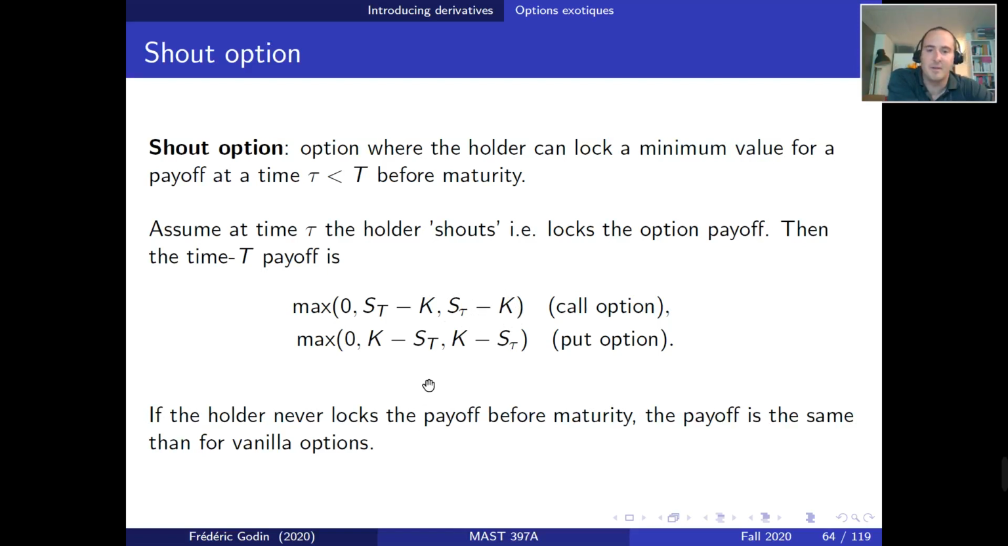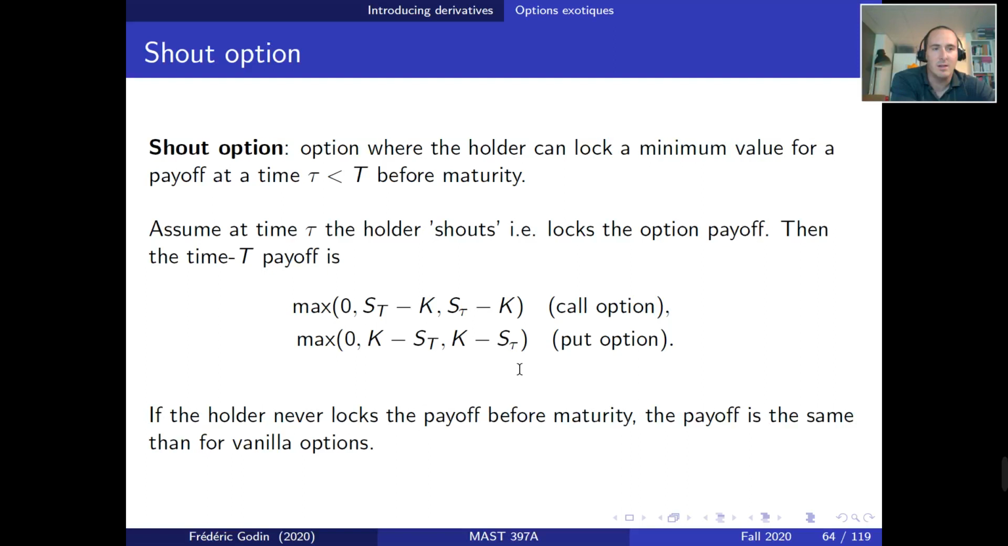Conversely, the payoff of a shout option, if you have a put option, the payoff at maturity is the maximum between 0 and K minus S_T, and K minus S_tau, which is the time at which the option was shouted. So although you can lock in the payoff to a minimum value at the time tau, for shout options, the payoff is still received at time capital T, at the maturity.